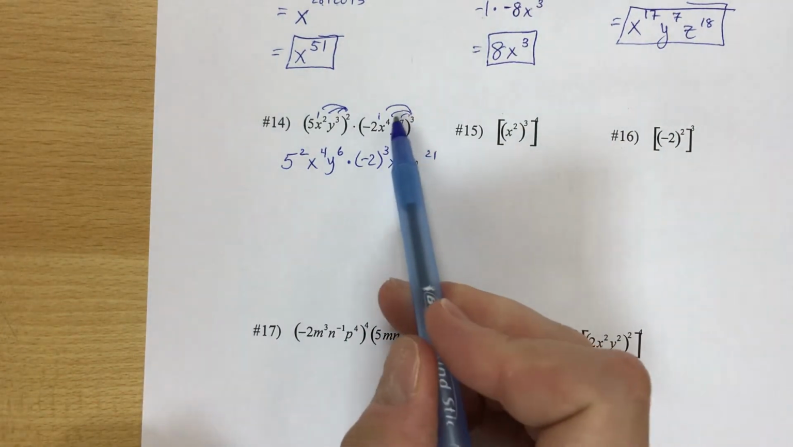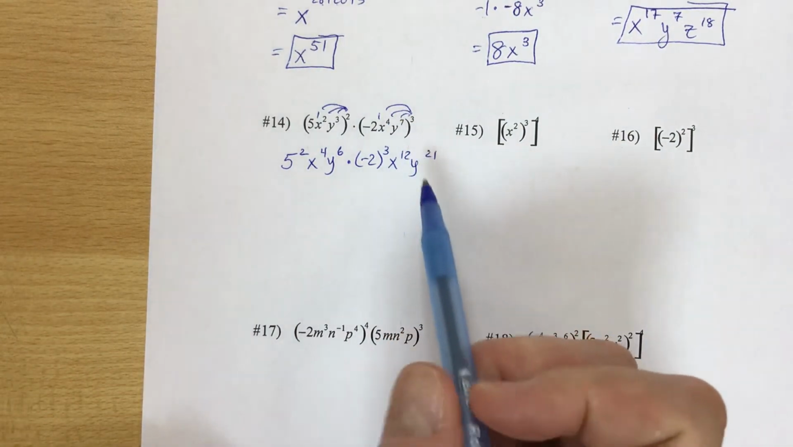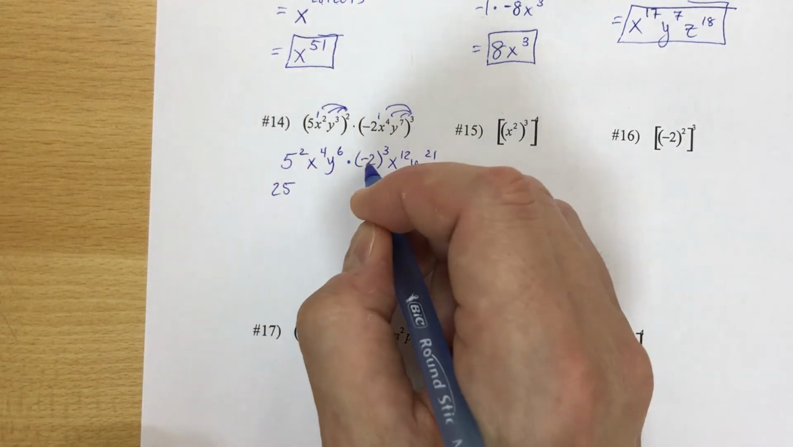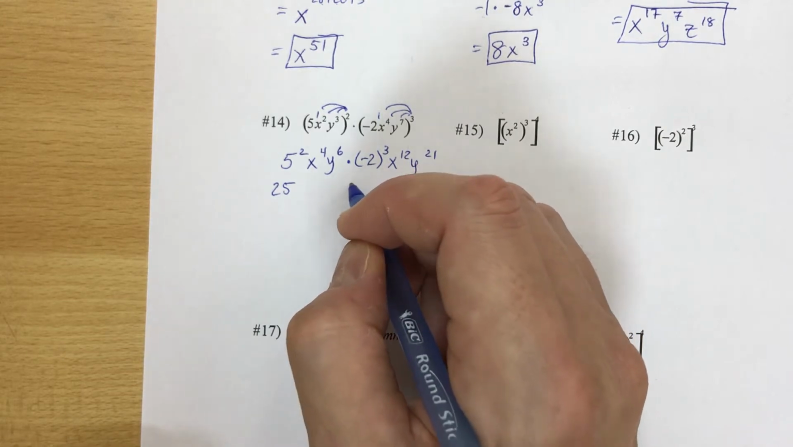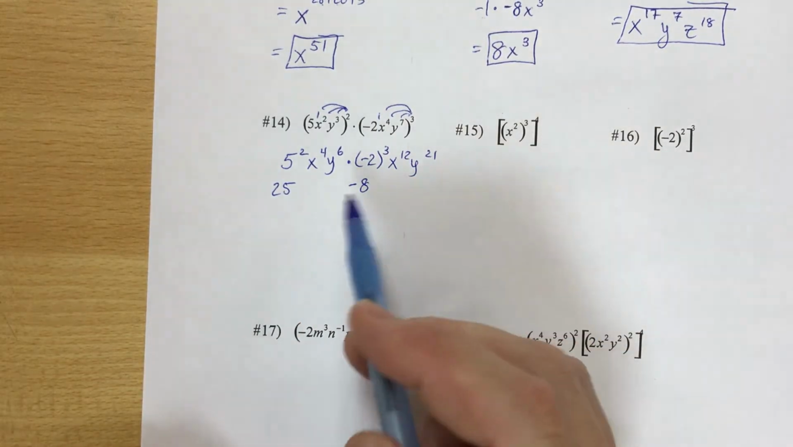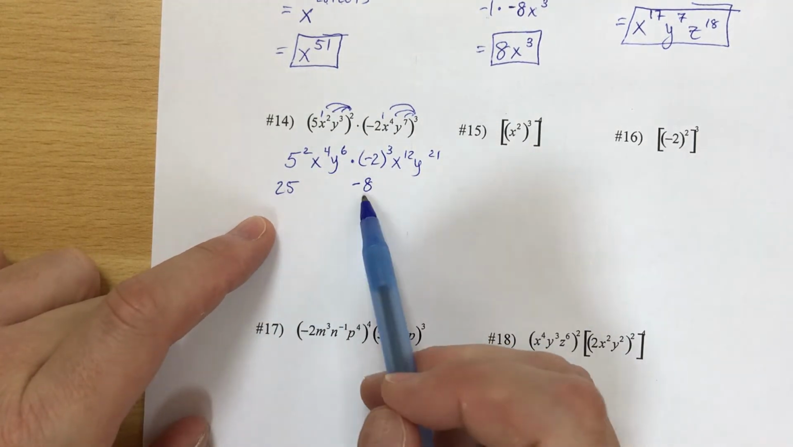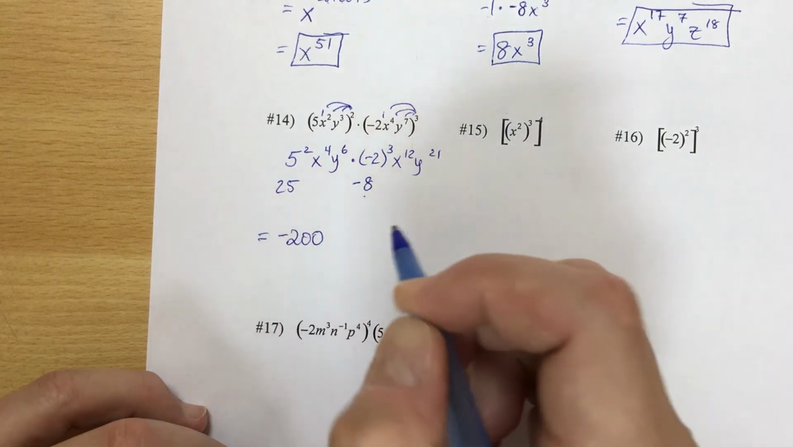Okay, I like to draw the arcs. You don't need to. I like to do that to remind myself I have to multiply these. 5 squared is 25. Negative 2 to the 3rd. Negative 2 times negative 2 times negative 2 is negative 8. Now these are the coefficients. We are going to multiply those together. 25 times negative 8. And we get negative 200.